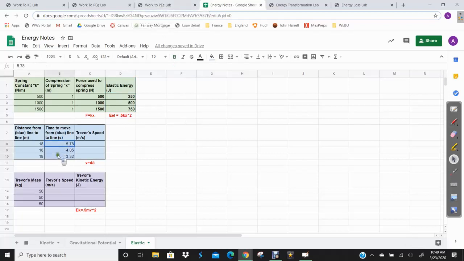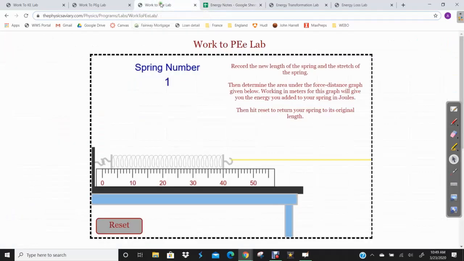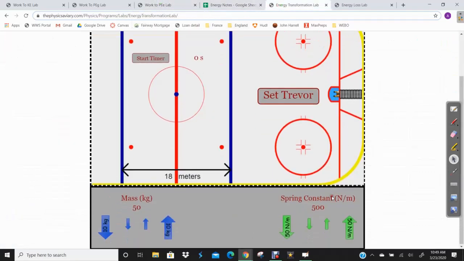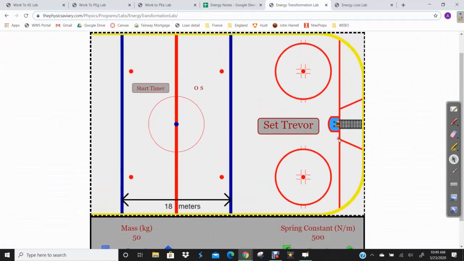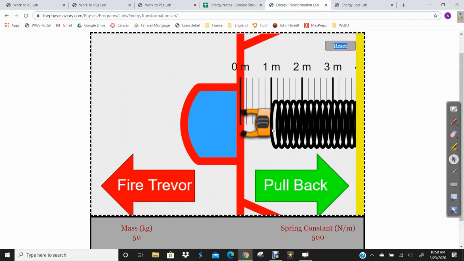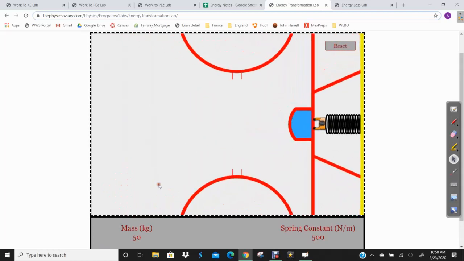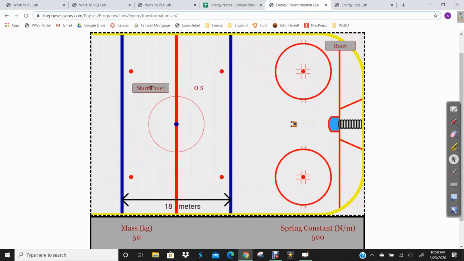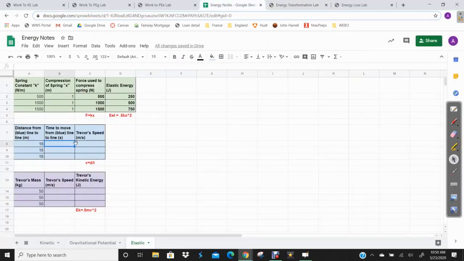So I already had some mock data here, but let's go ahead and look at the time it takes him when we do 500 newtons per meter spring constant, a mass of 50 kilograms. I'm going to pull him back 1 meter, so his back is at 1 meter. When his back reaches the blue line here, I'm going to start the clock, and then when his back reaches the other blue line, I will stop the clock, okay? So he's going to move across this known distance at a constant velocity, and I've stopped it at 5.8 seconds, so we'll go ahead and put that in there, 5.8 seconds.